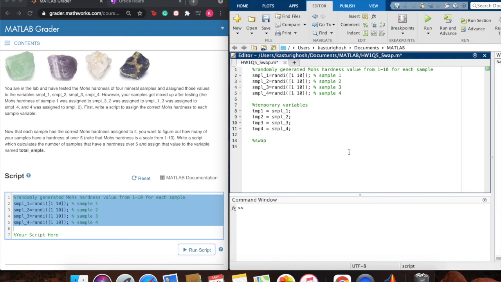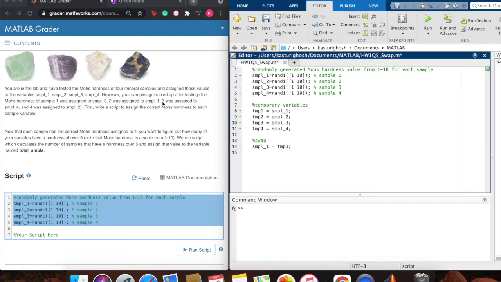Okay, so let's read through the question carefully again. My samples are mixed up. The Mohs hardness of sample 1 was assigned to SMPL3. So I need my SMPL1, which is the variable that should contain the value of Mohs hardness for sample 1. And what should this contain? The hardness of sample 3 was assigned to sample 1, which means my SMPL1 should have the value of TMP3.